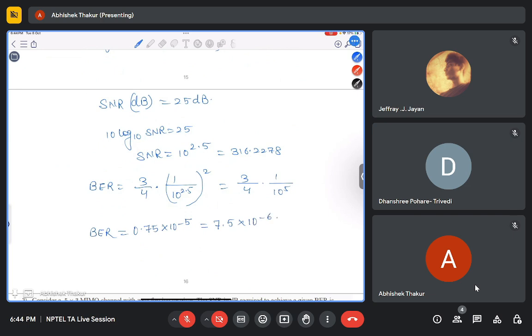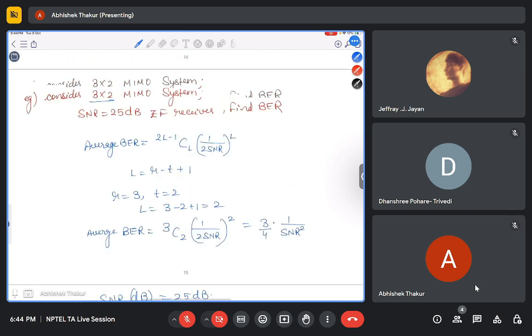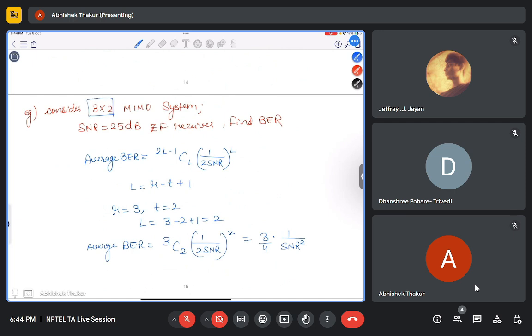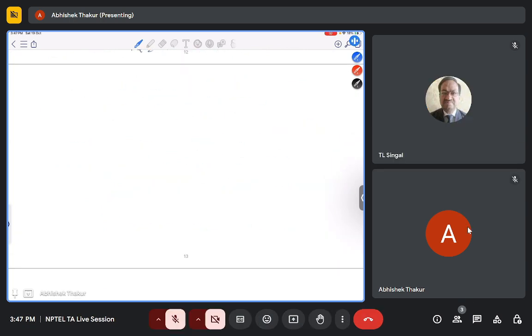So we can see that when the number of antennas increases, the bit error rate decreases significantly. Now we will take a question. That is the last question for today's class.